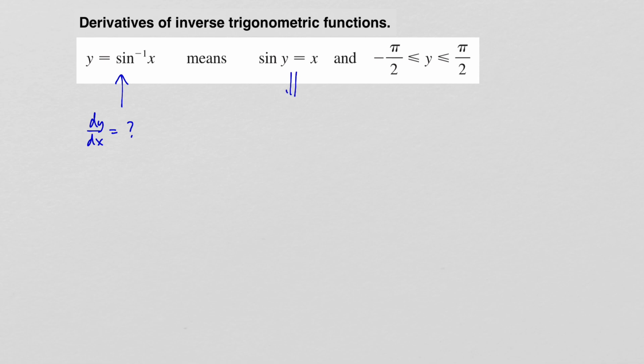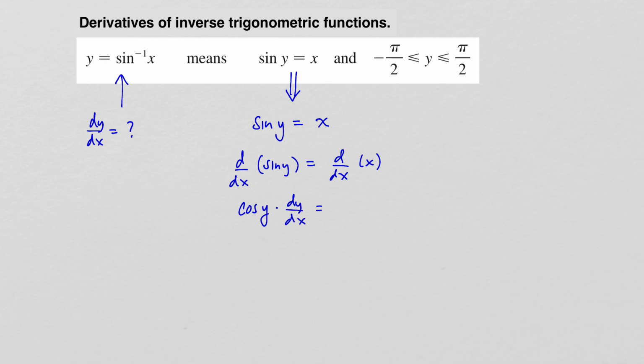However, if I take the meaning here of it, which is sine of y is equal to x, I can take the derivative of both sides of this equation with respect to x, and then using implicit differentiation, the derivative of sine of y is cosine of y times dy dx. And the derivative of x, of course, is just 1. And so dy dx is 1 divided by cosine of y. But what is cosine of y?